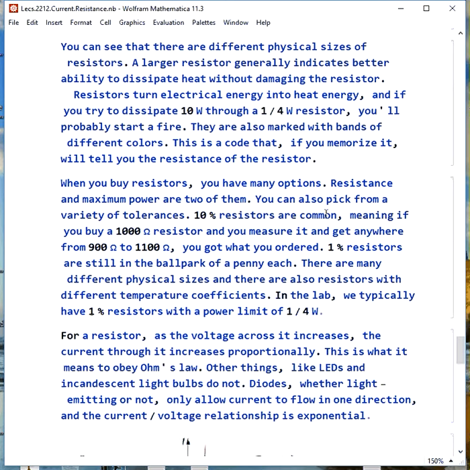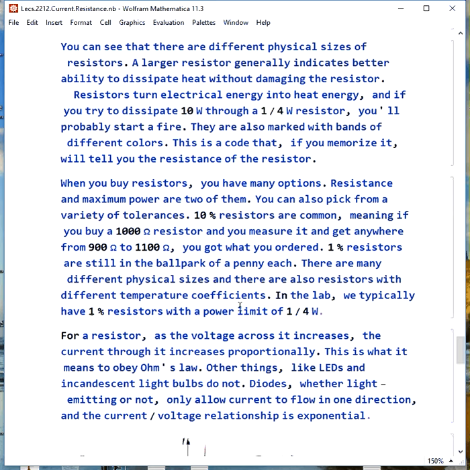When you're buying resistors, you have a bunch of options. You can choose resistance, maximum power. You can also pick from a variety of tolerances. Very commonly, you get 10% resistors, which means if you buy a 1,000 ohm resistor and you get anywhere from 900 to 1,100 ohms, you got what you paid for. 1% resistors, still about a penny a piece, so that's typically what we buy in the lab.